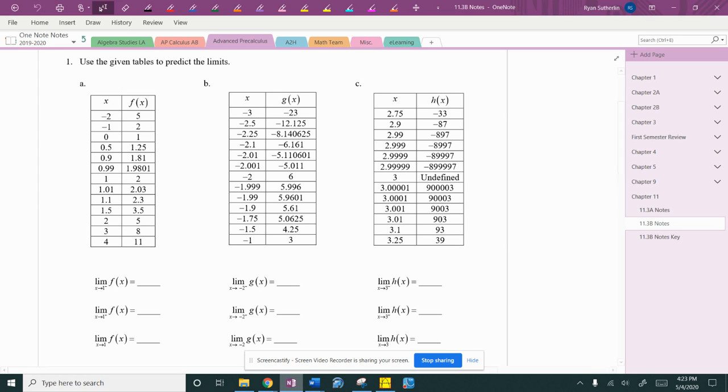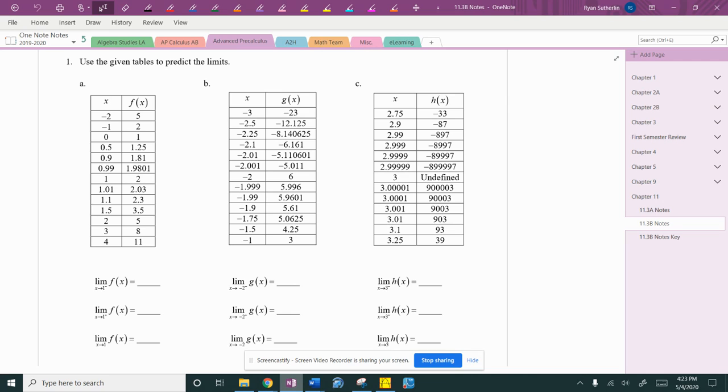Hello, everyone. Mr. Sutherland here, and we're going to continue our discussion about limits, really the building block of calculus. And so today, what we're going to focus on is evaluating limits by looking at tables.